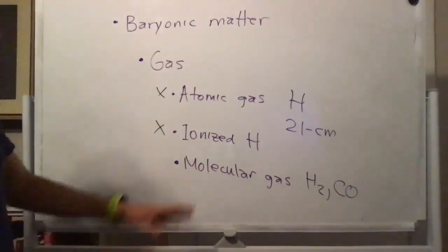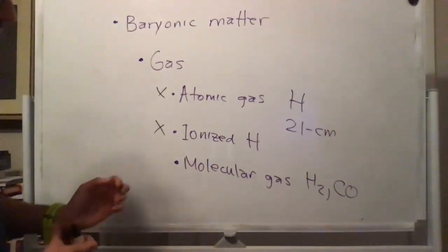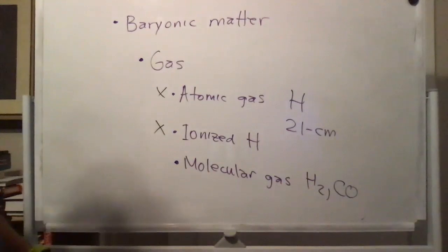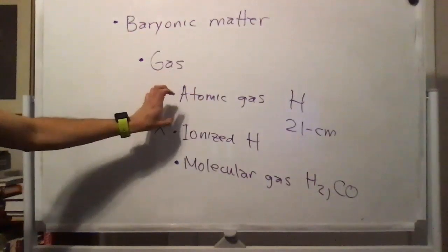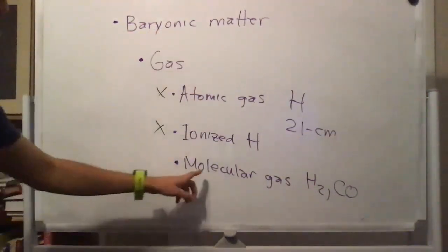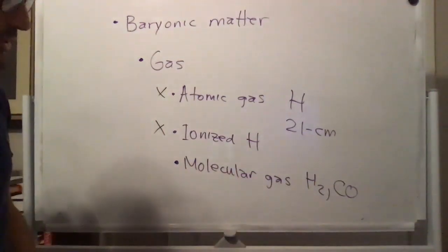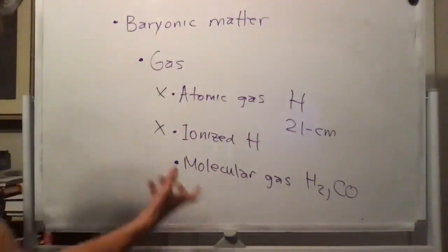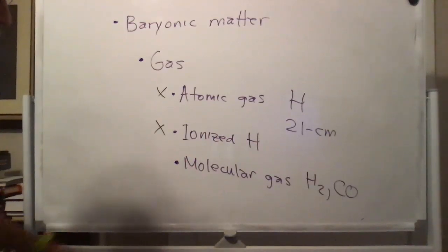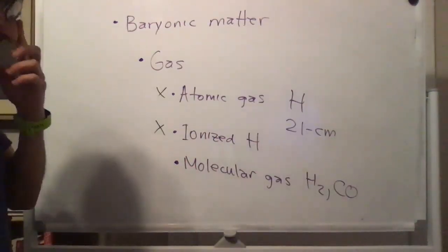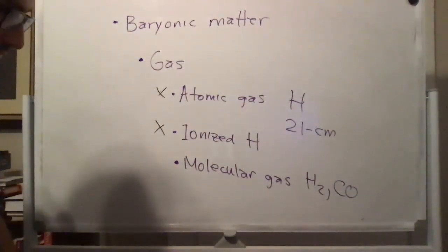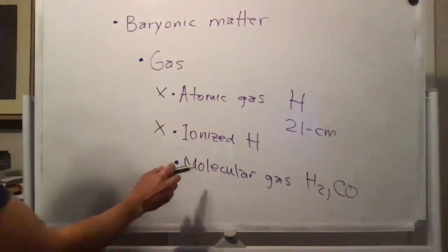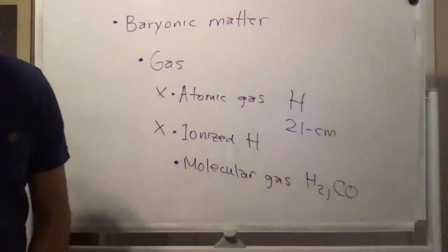But the main reason people don't think that it's molecular gas is that it will absorb UV radiation from other galaxies. So when the light is traveling from the other galaxy to us, if we had molecular gas halos, we would see a reduction in the intensity of that wavelength. And that is not really observed. But maybe we're not looking in the right direction or something. So unlikely, but not completely ruled out.